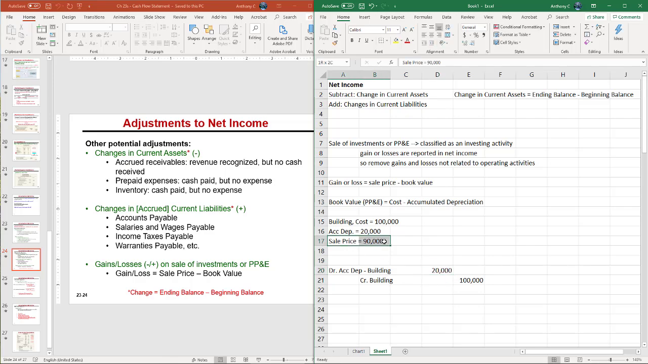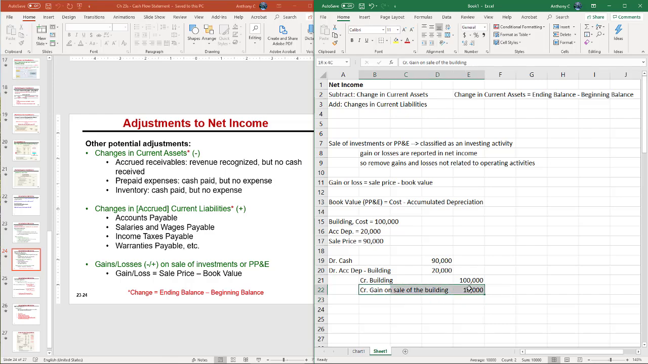In this case, we know the sale price is $90,000, so we're going to end up debiting cash for that sale price of $90,000. And then finally, we know our debits must equal our credits. Our debits right now are at $110,000, our building's at $100,000, and so the difference here will be the gain on sale of the building. This $10,000 gain is just the difference between our sale price and the book value. So our sale price is $90,000, book value here, cost minus accumulated depreciation, is $80,000, so it makes sense that the gain should be $10,000.